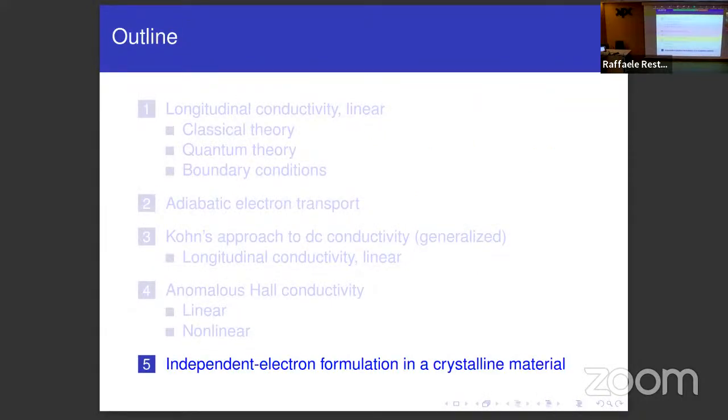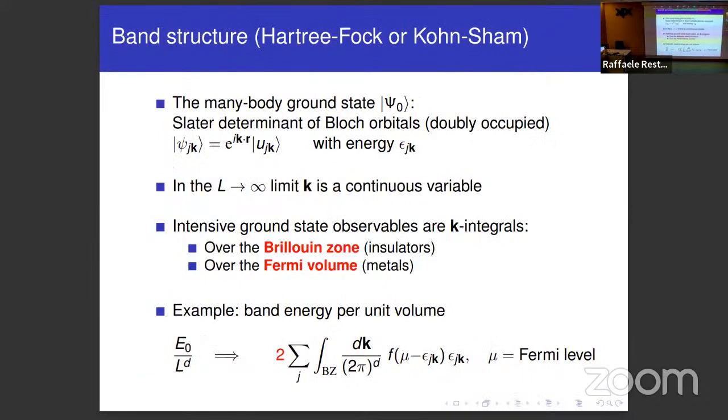Finally, we go back to the formulation for independent electrons, let's say the density functional Kohn-Sham formulation. So in this case, the many body ground state becomes a Slater determinant of doubly occupied Bloch orbitals, which are plane waves times lattice periodic functions with band energies. In the limit, the k's are discrete insofar as L is finite, but when L goes to infinity, k becomes a continuous variable. You replace the summation with integrals, and all intensive ground state observables are K integrals, which are, if you have an insulator, integrals over the Brillouin zone. If you have a metal, they are integrals over the Fermi volume. That means over all of the occupied states.